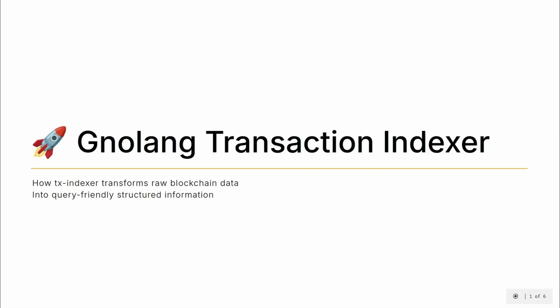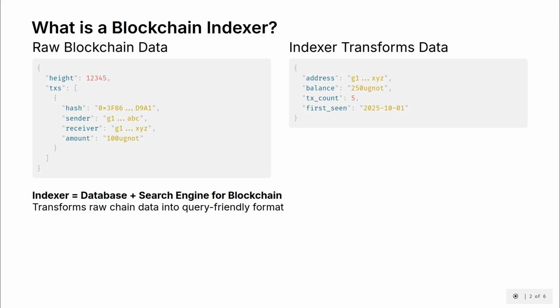A transaction indexer transforms raw blockchain data into query-friendly structured formats. Let's discover TX Indexer, the official minimal implementation for Tendermint 2 blockchains. Basically, a blockchain indexer gets the latest minted block from the blockchain and indexes it into a query-friendly format. It is necessary to reduce the cost of heavy computation.